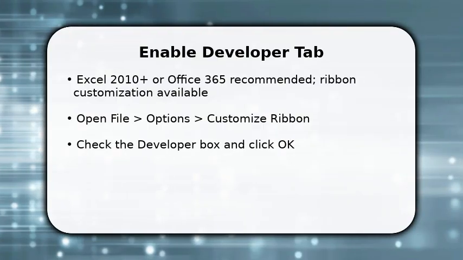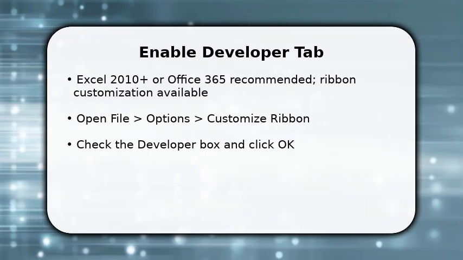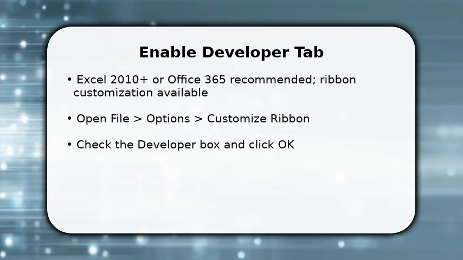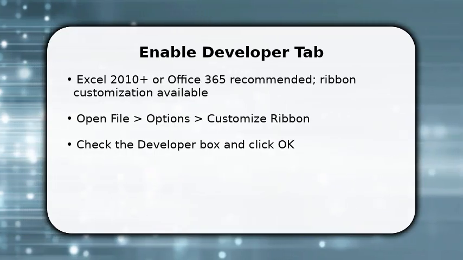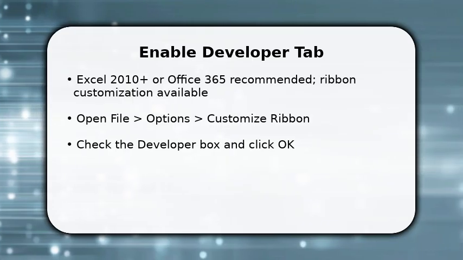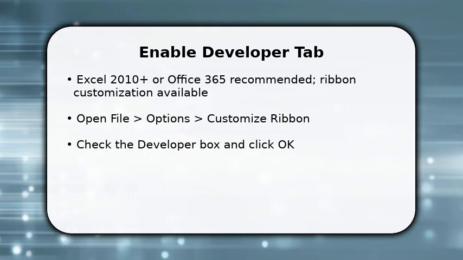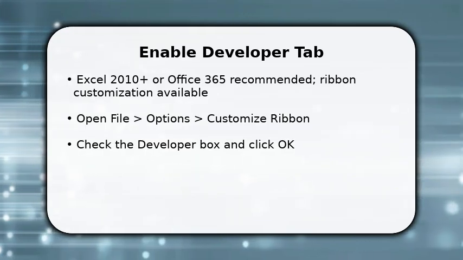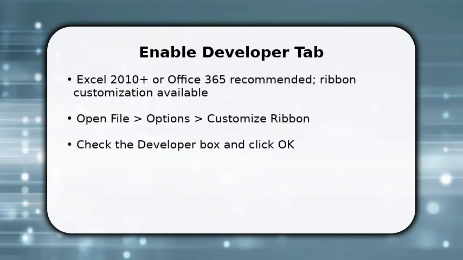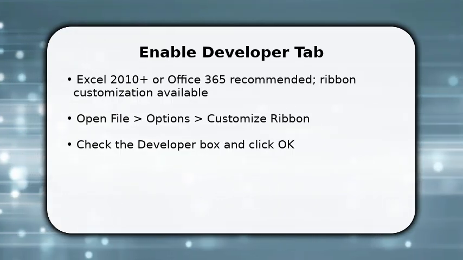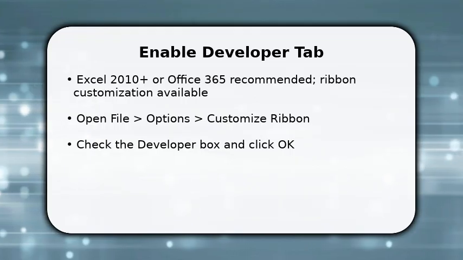You'll start by turning the Developer tab on so you can access macros and controls. First, confirm you're using Excel 2010 or later or Office 365, then open File and choose Options. Once there, select Customize ribbon, find the main tabs list, and check Developer. Click OK and the tab appears on the ribbon. This step is quick but essential because without the Developer tab you can't insert ActiveX or form controls.